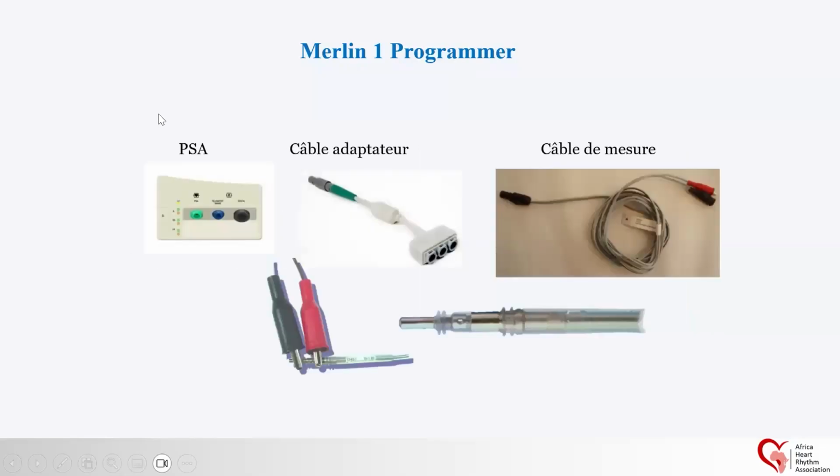So during the implantation, we have the PSA model that we will use. This cable is the cable adapter that we will connect here, and this cable is for measurement. So we will connect the device. We have here 3 connections. One is for the atrium, one for the right ventricle, and the last one is for the left ventricle. So we connect this cable here, and we connect those connections on the lead. Like that, we will measure the 3 parameters: threshold, sensing and impedance.